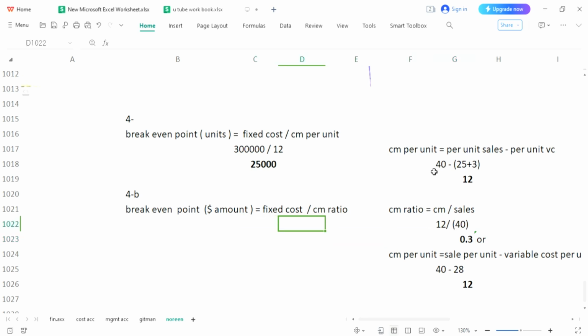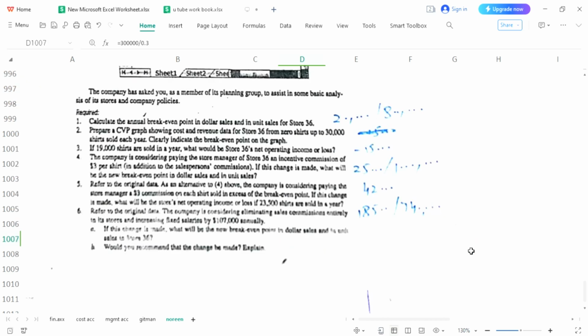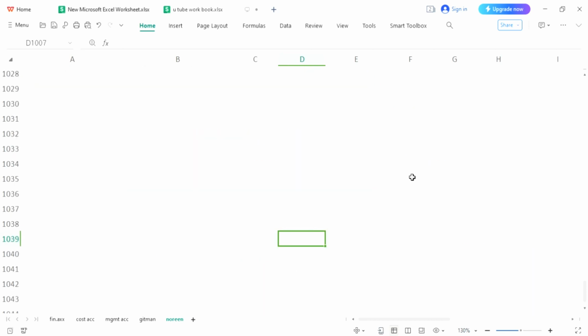Come over here. Fixed cost has already been mentioned over here, 3 lakh. Put it like this, and you need to divide by CM ratio, which has been calculated over here as 0.3. So 0.3 would be put over here. Put it on your calculator: 3 lakh divided by 0.3. So we have got our answer, break even in terms of units, 10 lakh, 1 million. 1 million has 6 zeros, and we have the answer in 6 zeros.